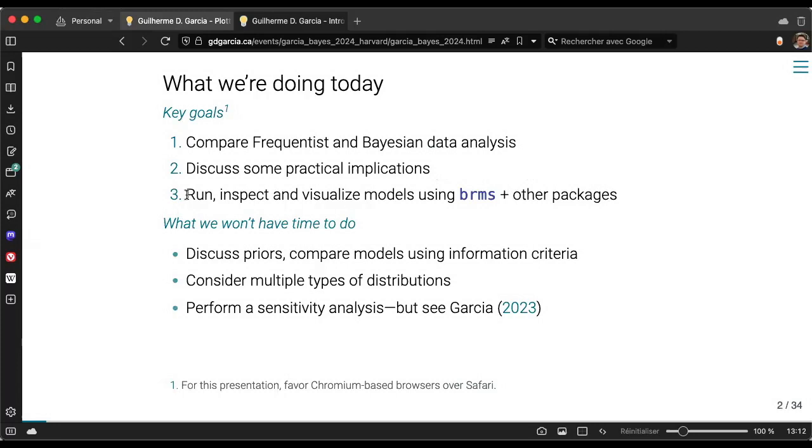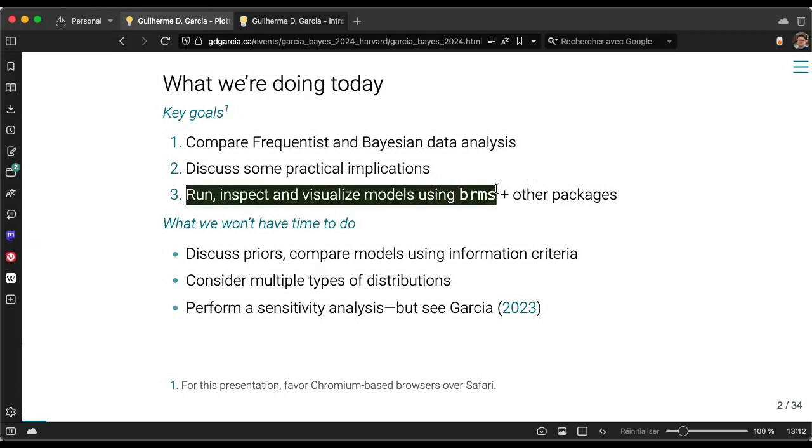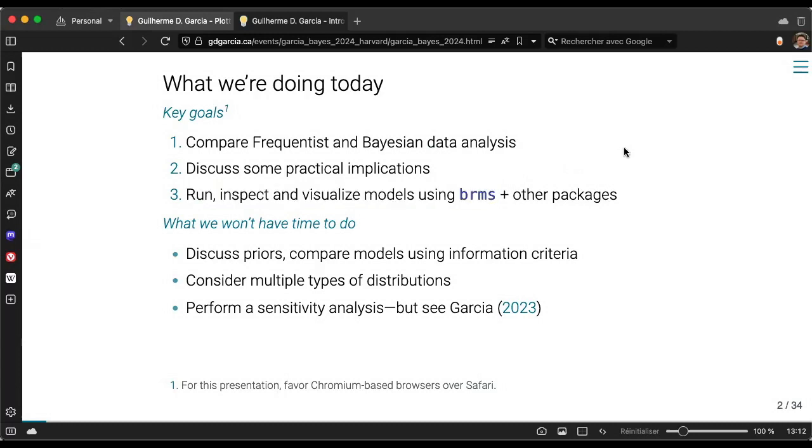And then a focus on running, inspecting, and visualizing models, specifically using brms. There are different ways to run Bayesian models in R and in Python, same thing. brms is just probably the most widely used method at this point, unless you are in statistics and you really want to fully customize a model, you're good with brms. Even with brms, there's a lot of customization that we can have. Some other packages too, but especially packages for visualizing.